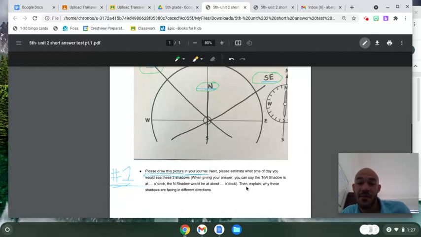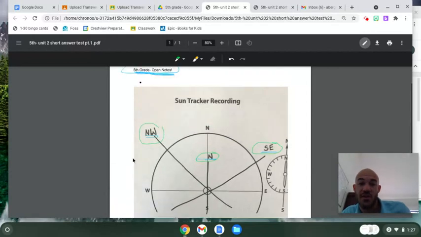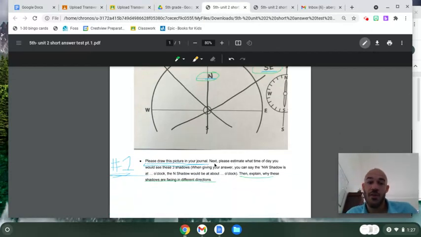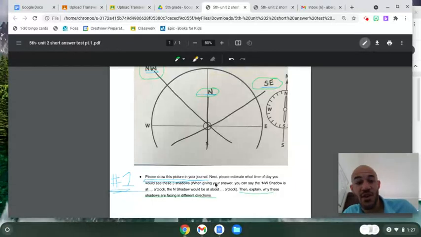Then the final step is to explain why these shadows are facing in different directions. You notice one shadow is facing in the northwest, the north, and the southeast. Describe why all 3 of these shadows are pointing in a different direction. So there are many parts. You have to draw it. Then you have to estimate what time of day you would see the 3 shadows. And then you have to explain why those shadows are facing in a different direction.